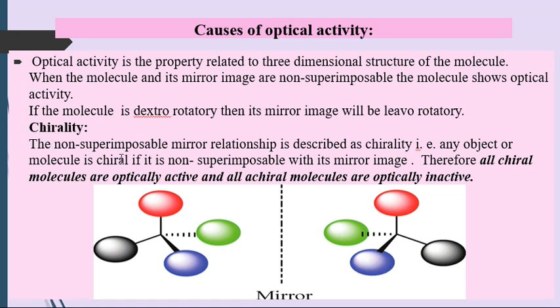Then chirality: the non-superimposable mirror image relationship is described as chirality. That is, any object or molecule is chiral if it is non-superimposable with its mirror image. Therefore, all chiral molecules are optically active and all achiral molecules are optically inactive.